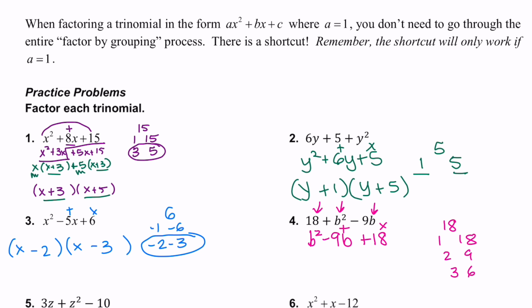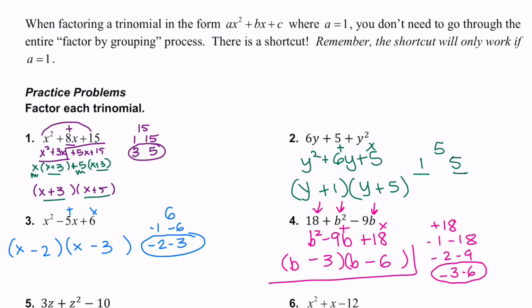It is a negative 9, so both of them will be negative, because a negative times a negative gives us that positive 18, and we want them to add to a negative 9. I'm thinking the negative 3 and the negative 6 will add to a negative 9. We put our two parentheses. In the first spot, we have a b and a b, a -3 and a -6. And that would give us our answer.